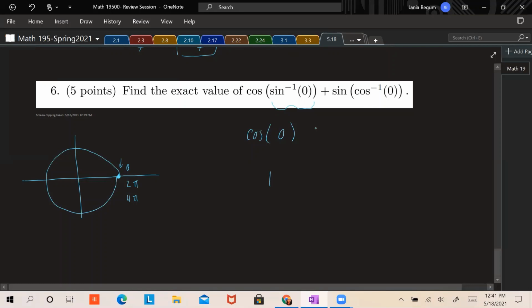Now we go to the next part. So now we want to do cosine inverse of 0. So cosine of what angle gives you 0? Right, so it's right here. Pi over 2. So cosine inverse of 0 is pi over 2. So we're evaluating sine of pi over 2. And now, what is sine of pi over 2?